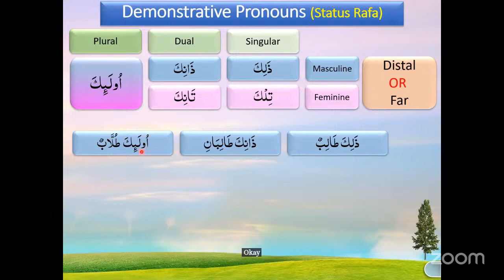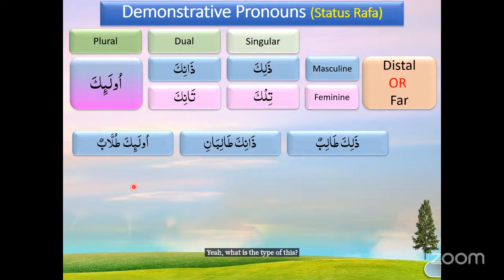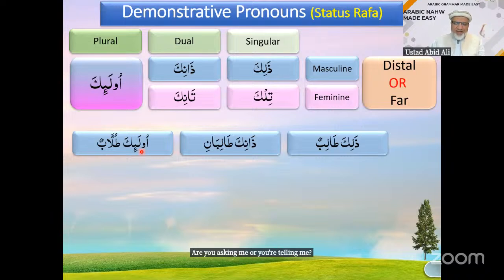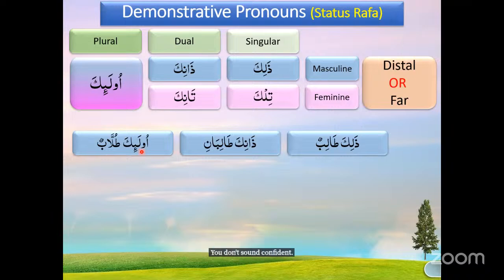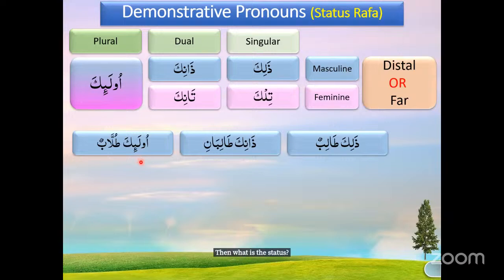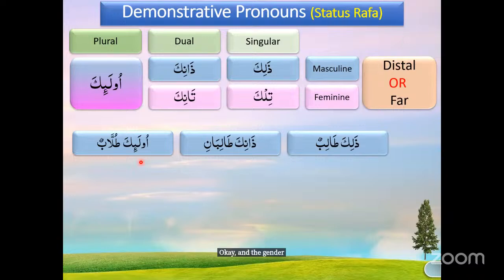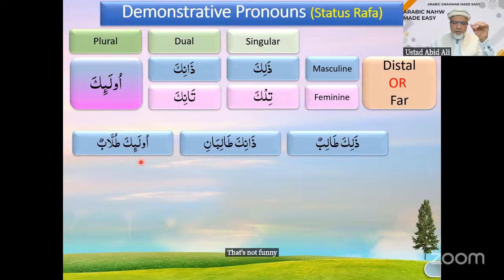Four properties. What is the type of this? This is marfa. Are you asking me or telling me? No, I'm telling you. You don't sound confident. No, this is marfa. Then what is the status? Status is rafa. And the gender? Gender is male.